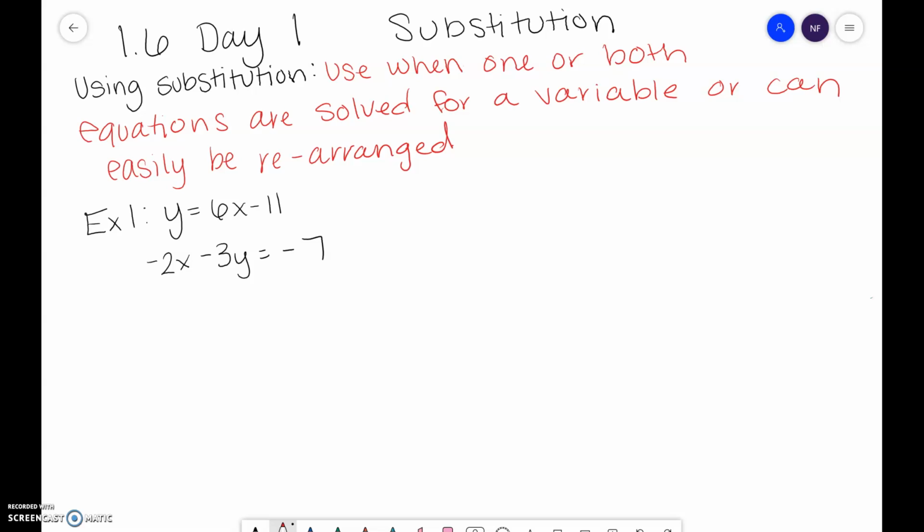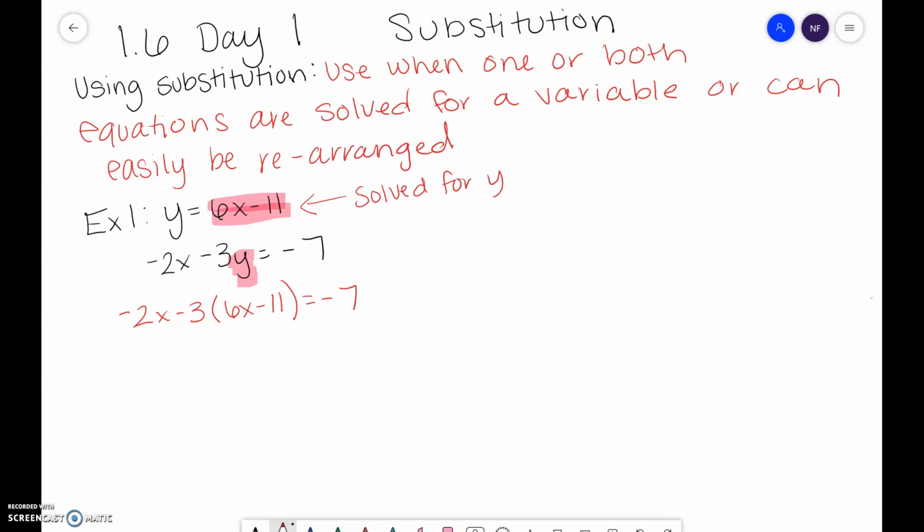So we're first going to look for an equation that's set up as y equals or x equals. So this one here is already solved for y. And so we're going to take what y equals right there and plug it into the other equation. We're going to substitute it in. So we're now going to have negative 2x minus 3 times this part right here, the 6x minus 11 equals negative 7.